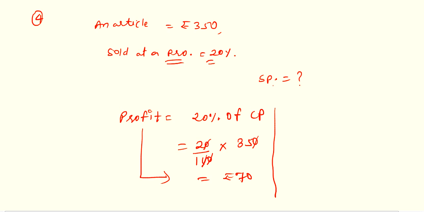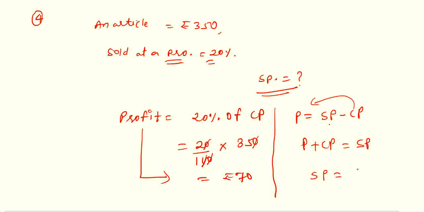Now SP we have to find. As you know, profit equals SP minus CP. So SP we have to find. Transpose CP to the left hand side. So profit plus CP equals SP. So SP equals profit rupees 70 plus CP rupees 350. So the final selling price is rupees 420 and this is your required answer.